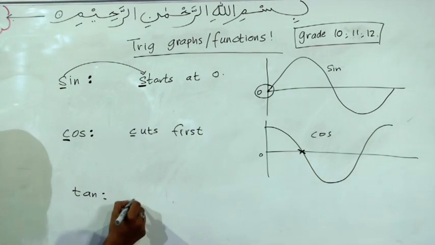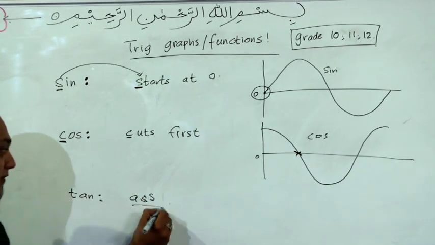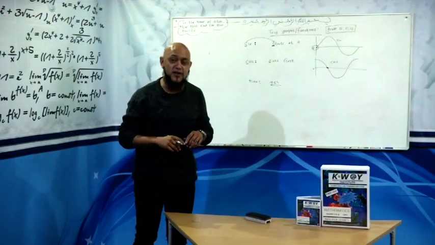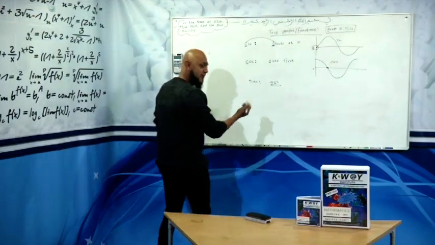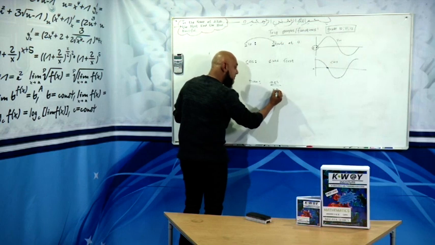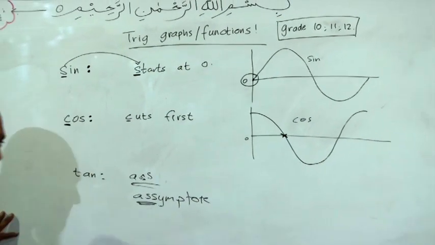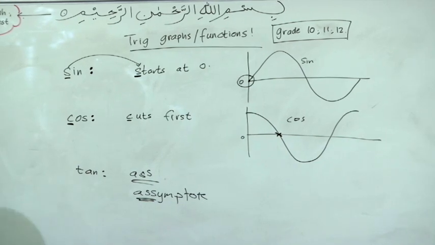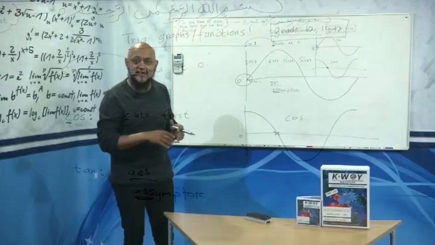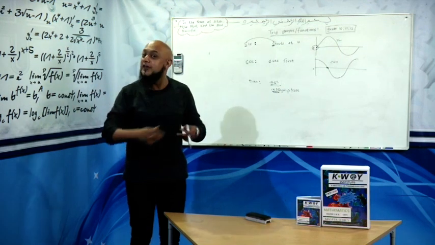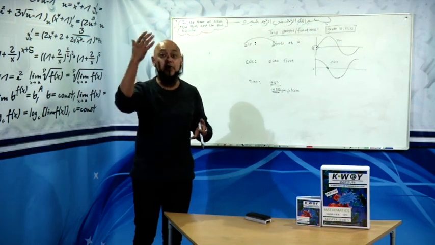And remember, tan is S. Some of you might be laughing. What does the word S stand for? I'm not swearing. I'm not being vulgar on TV. The word S is an acronym for asymptote. So just remember, S, sine, starts at 0, C, cos, cuts first, and tan is S. If you remember that, you remember the process for all the graphs.